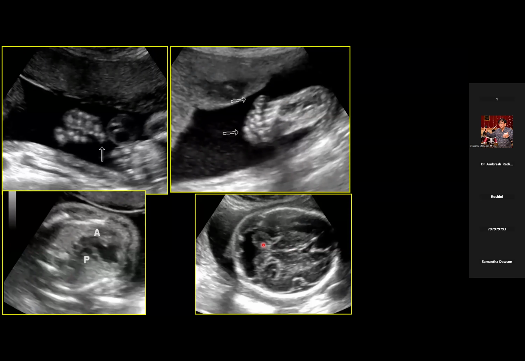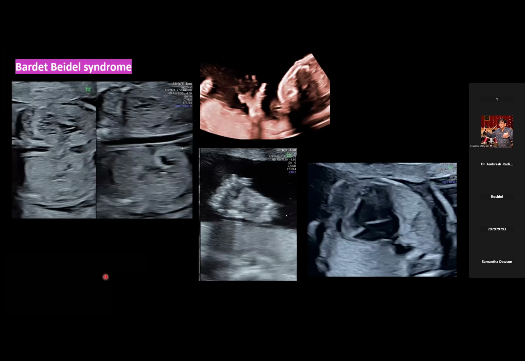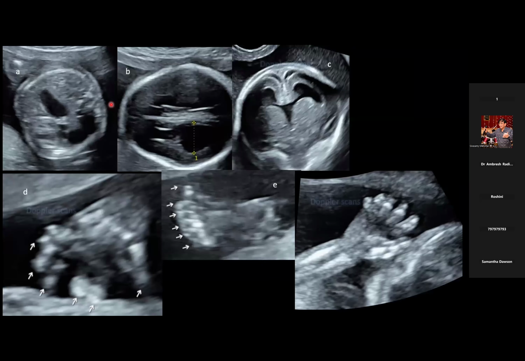So this is a Dandy-Walker malformation with bilateral polydactyly and transposition of great arteries. So whenever we see postaxial polydactyly with bilateral enlarged echogenic kidneys with a heart defect, we should think in terms of Bardet-Biedl syndrome, and this was proved with the whole exome sequencing in this case.